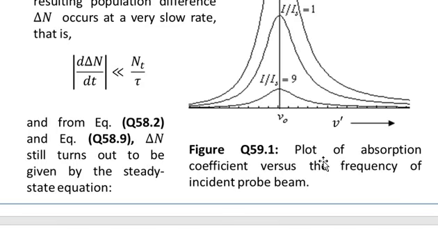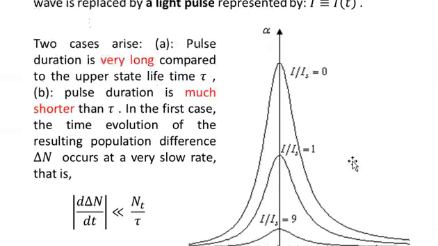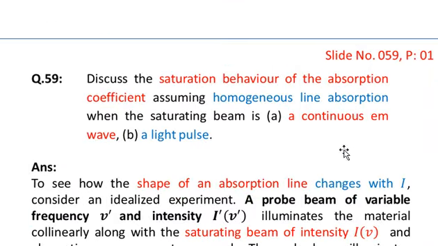So actually this is the behavior of the absorption coefficient under a homogeneous line shape. And let's go back to the question: discuss the saturation behavior of the absorption coefficient assuming homogeneous line absorption when the saturating beam is a continuous electromagnetic wave. So we have given the answer up to when the saturating beam is a continuous electromagnetic wave. So part 1 has been addressed. Now we have to address part B, in which our saturating beam is a light pulse.